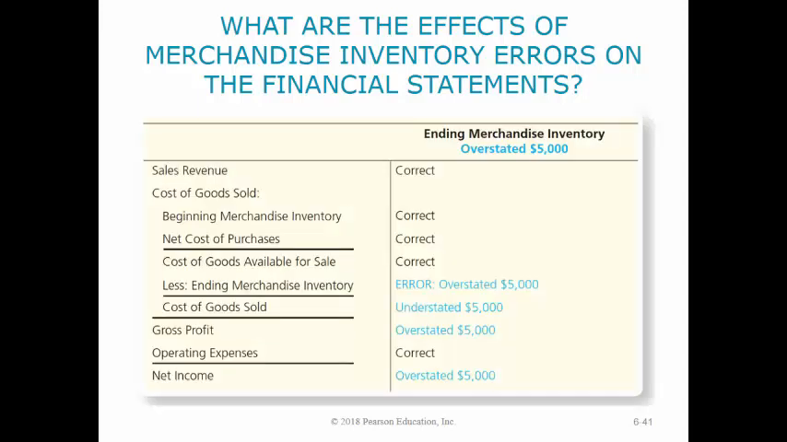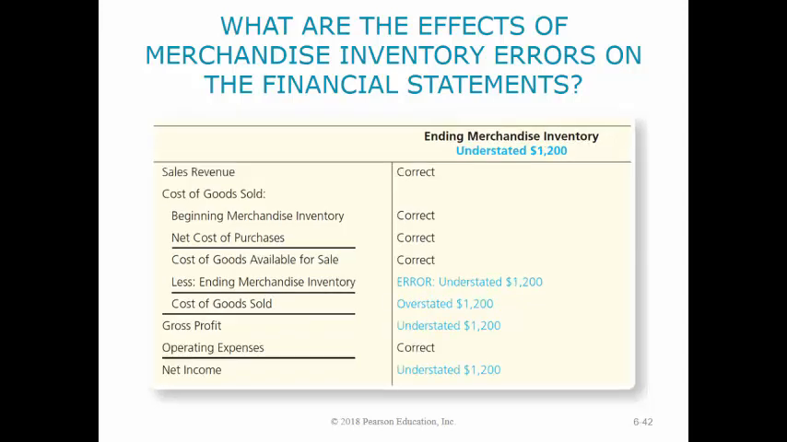To illustrate an inventory error, assume Smart Touch Learning accidentally reported $5,000 more merchandise inventory than it actually had. In that case, ending merchandise inventory would be overstated by $5,000 on the balance sheet. As such, cost of goods sold is understated and gross profit and net income are both overstated.